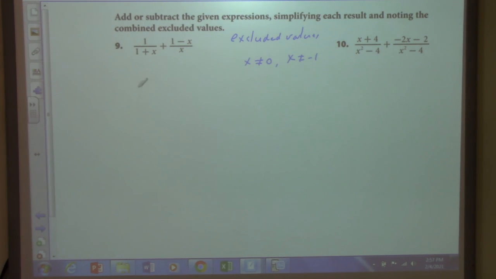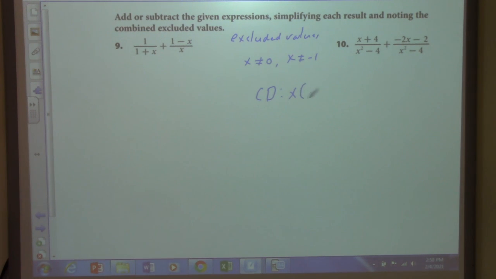All right, very good. So anyway, we have our excluded values here. You understand why we have them. The next thing we're going to find is a common denominator, which I'll abbreviate as the CD. What's our CD going to be? How do you always find a CD? You can always get a CD by multiplying the denominators together.